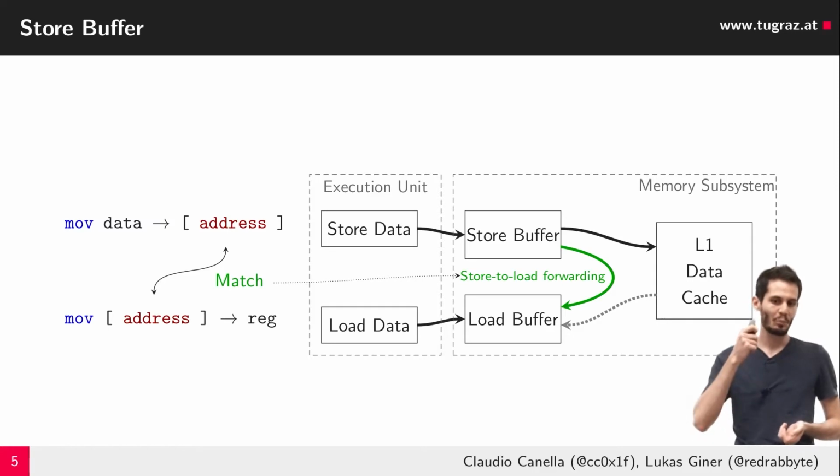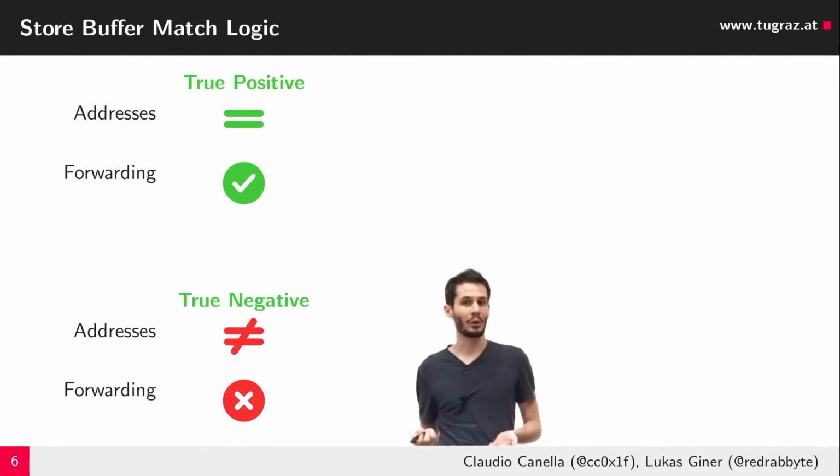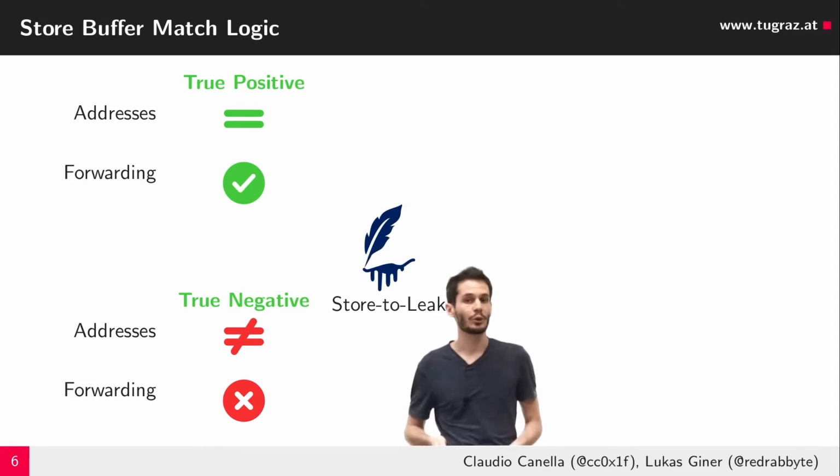So what does this logic look like? We have 4 cases in 2 categories. We have true positives, where the address correctly matches and data is correctly forwarded, and true negatives, where the address doesn't match, and so we don't get any store-to-load forwarding. And this is where our attack, store-to-leak, will live, between those 2 cases.